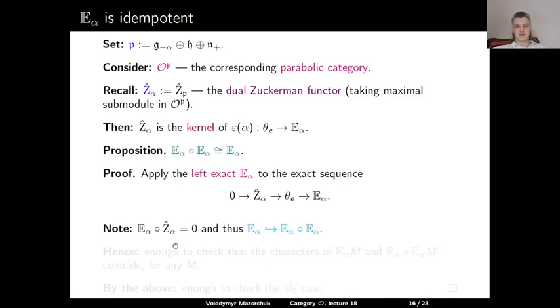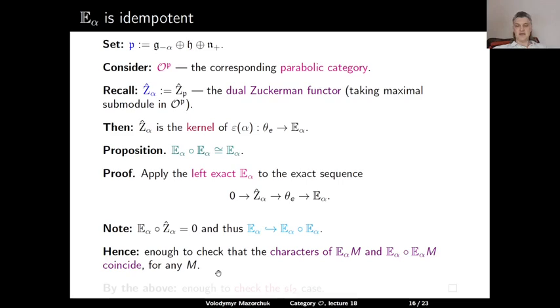This we saw, so this is a part which is killed by the localization. Therefore, from the left exactness of E alpha, we get an inclusion of E alpha into E alpha squared. To check that this inclusion gives rise to an isomorphism of functors, we just need to compare the characters of the module E alpha M and E alpha composed with E alpha M. So we need to prove that these two characters coincide for any module M.